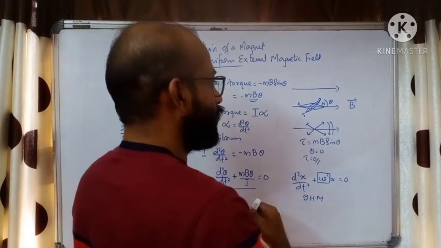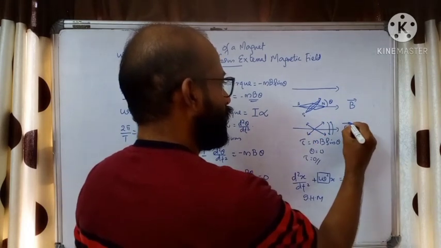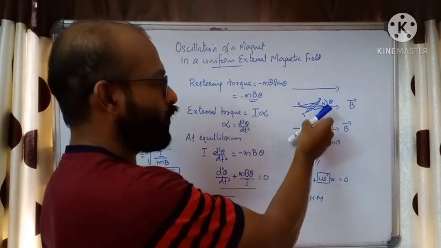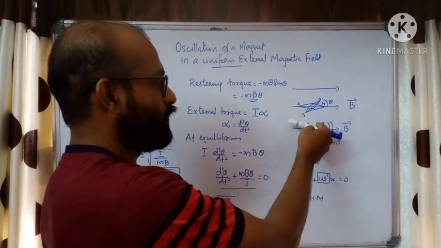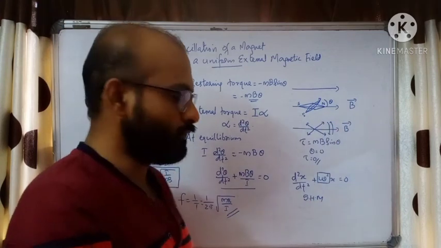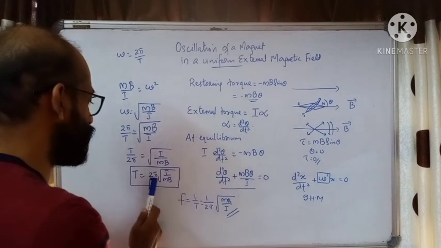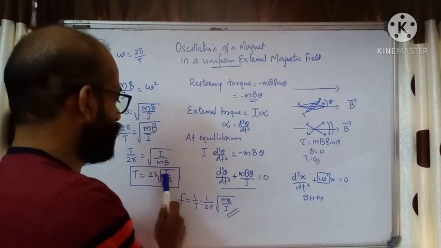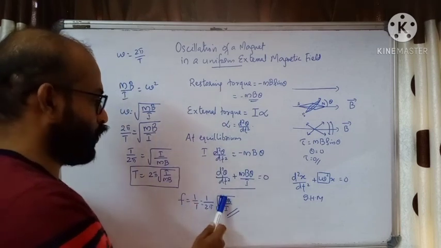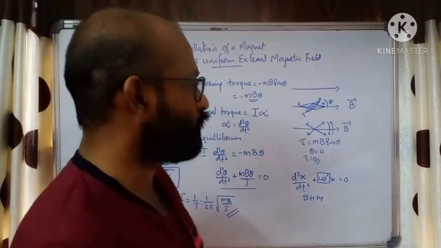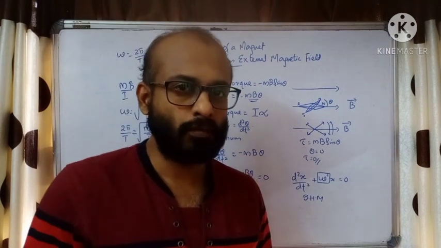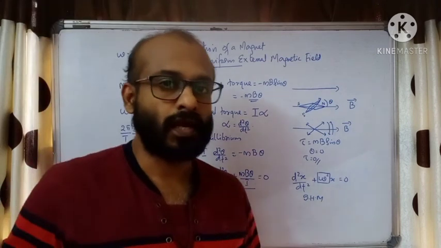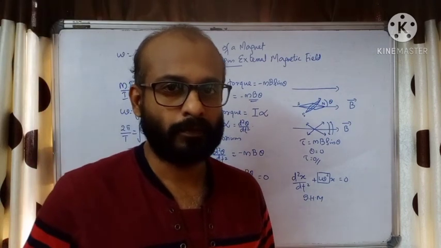About this equilibrium position, this is the direction of the magnetic field. The needle will start to oscillate to and fro. This oscillation will be simple harmonic oscillation. And we have got the equation of time period of oscillation, 2 pi root of I by mB, and the frequency is equal to 1 by 2 pi root of mB by I. That's about oscillation of a magnet in a uniform external magnetic field. Okay, thank you.